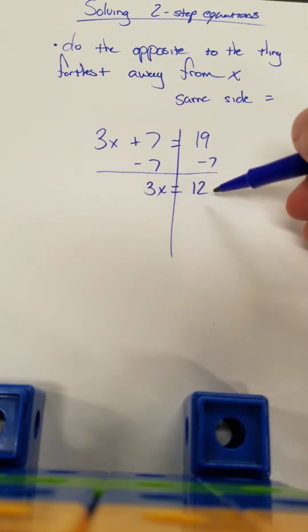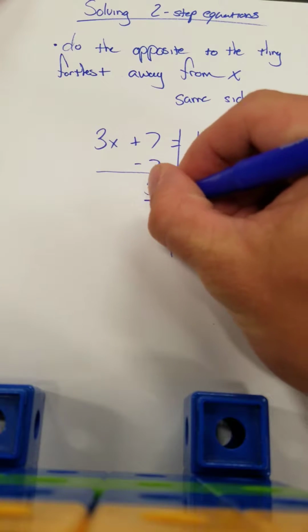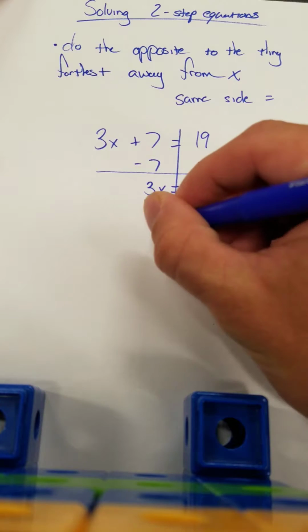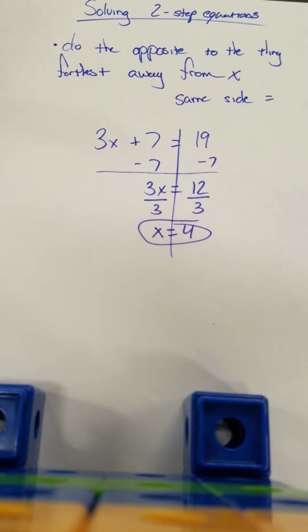Again, if I'm going to make things go across this line, I have to do the opposite. 3 is being multiplied by x. The opposite of multiplication is division, so x equals 4. And now x is by itself, so that's my solution.